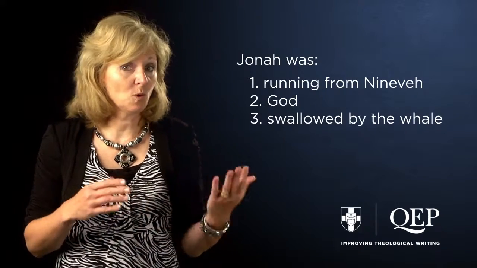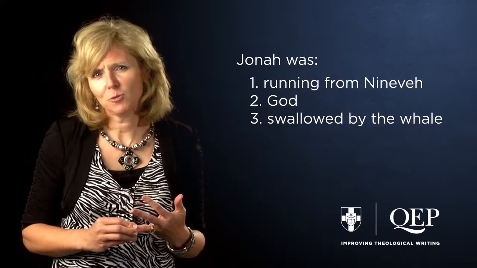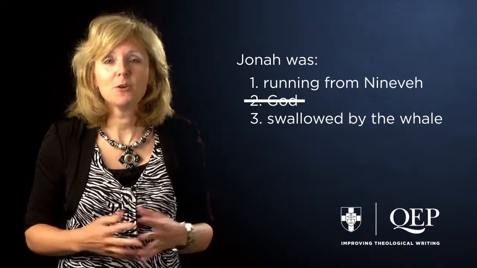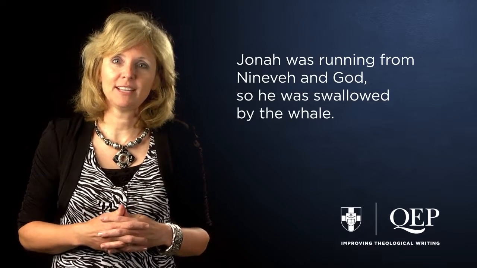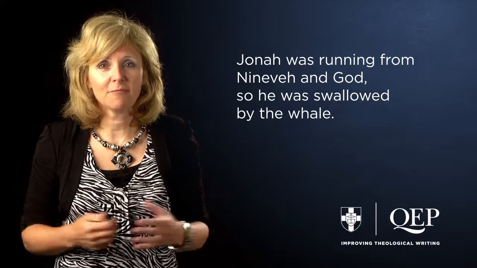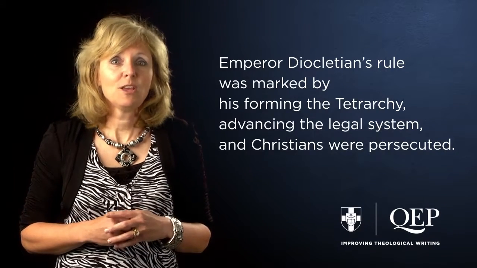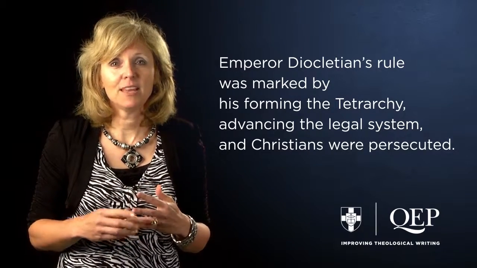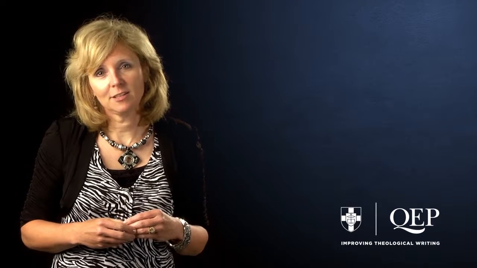Jonah was, 1, running from Nineveh. 2, Jonah was God. 3, Jonah was swallowed by the whale. Because it makes no sense to say Jonah was God, we must revise the sentence altogether. "Jonah was running from Nineveh and God, so he was swallowed by the whale." Let's look at another example. "Emperor Diocletian's rule was marked by his forming the tetrarchy, advancing the legal system, and Christians were persecuted." This series does not use grammatically equal elements.